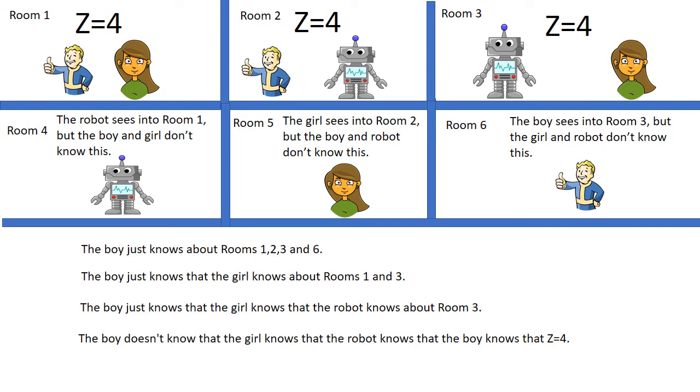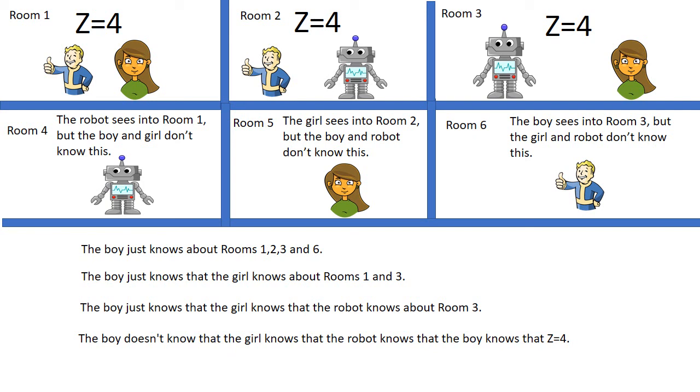Let's again look at this from the viewpoint of what's going on in the boy's mind. The boy is aware of 4 rooms, rooms 1, 2, 6, and 3, because he can see into 3. So the boy is aware of just these 4 rooms. So now the boy is going to try to figure out what the girl knows. What is the boy certain the girl knows? Well, if these are the only 4 rooms the boy can be certain exist, the boy would say, well, of these 4 rooms, the only ones in which the girl knows anything are rooms 1 and 3.